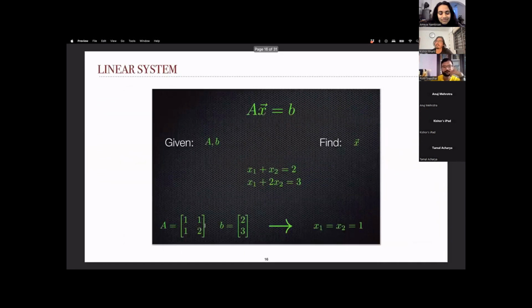And then there is also the linear system. You want to solve Ax = b. You have been given A and b, and you need to find x. An example could be something like x1 + x2 = 2, x1 + 2x2 = 3. Here A is basically [[1, 1], [1, 2]] and b is (2, 3). The goal is to find x1, x2, which is equal to 1. This is what you solve in your linear system problem.